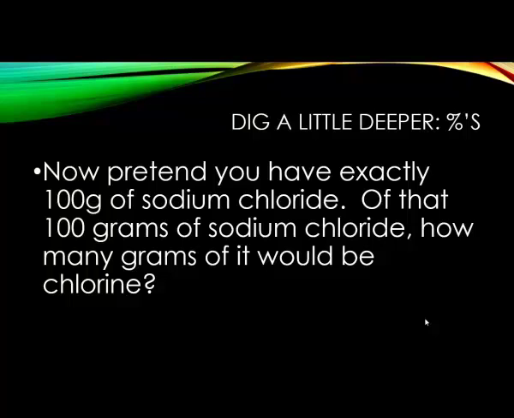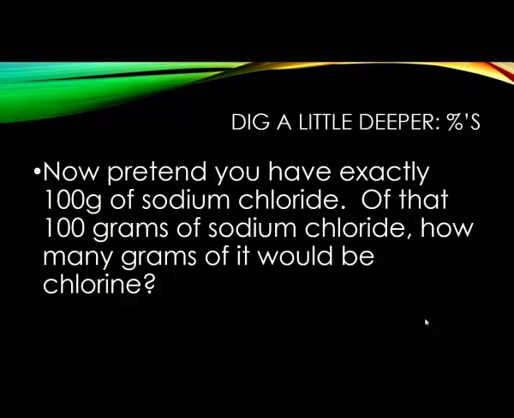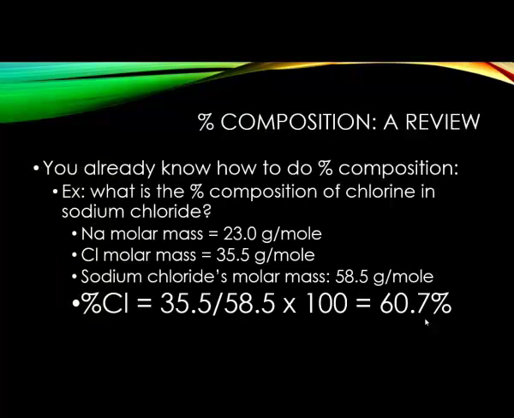So let's dig a little deeper on these percents. Why don't you pretend that you have exactly 100 grams of sodium chloride? Of that 100 grams of sodium chloride, how much do you think would be chlorine? Well, if you go back to the previous slide, we know that 60.7% of sodium chloride would be made of chlorine. So if you have exactly 100 grams, wouldn't that be exactly 60.7 grams? Percents are based off of hundreds, right? So in 100 grams of sodium chloride, you would have 60.7 grams of it being chlorine.